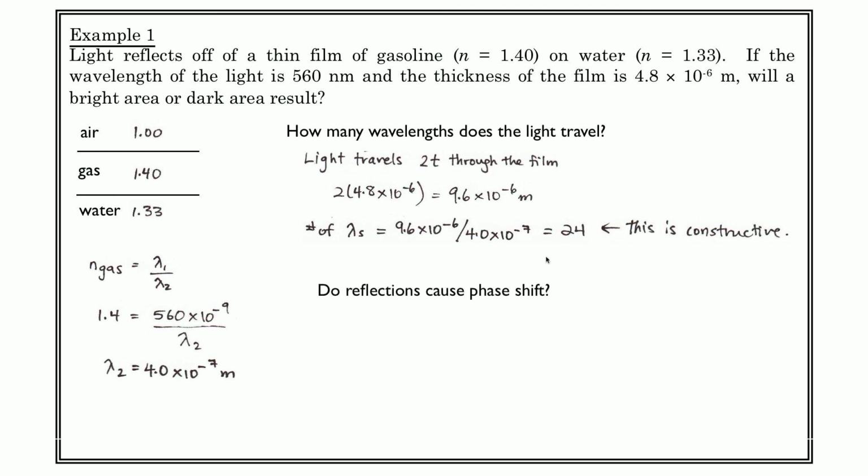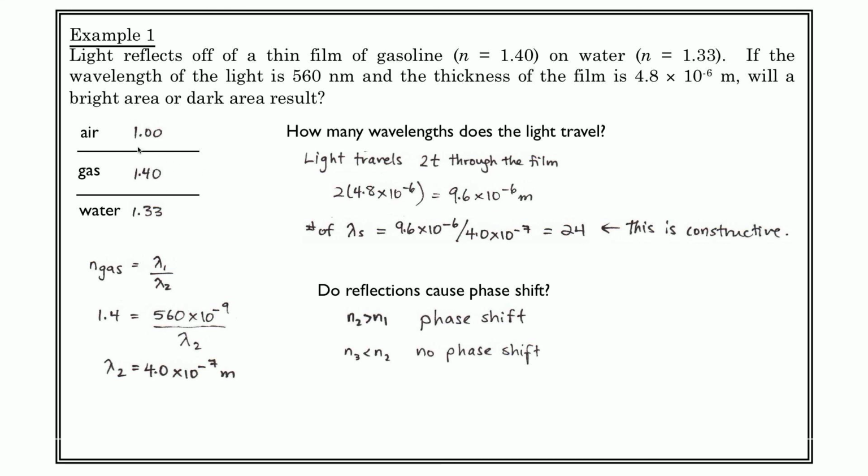However, I need to now say, do the reflections at this boundary and at this boundary cause any phase shifts? Because if they do, then that's going to mess this up, and I'm not going to have constructive anymore. So, because the index of refraction here is greater than the index of refraction here, I get a phase shift. And so now all of a sudden, I've gone from constructive interference to, combining this effect up, destructive interference. So let's take a look at what happens down here, because there's also a reflection off of this bottom surface. n3 is less than n2, and so there is no phase shift here.